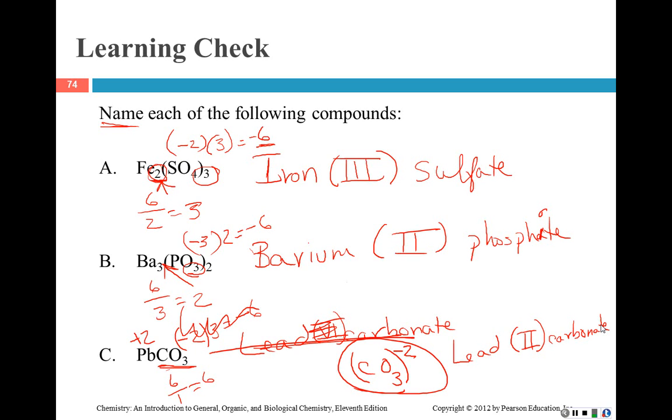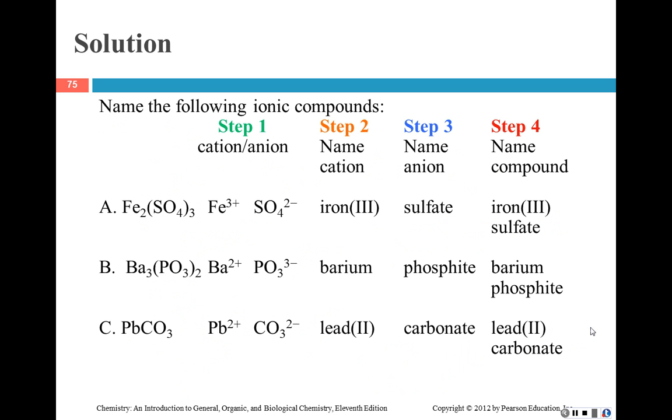That's what I get for doing these late at night. I make too many mistakes, don't I? Alright, so it's lead(II). See where I messed up on that? It was 1 carbonate at a -2 charge. Okay, the others I got though.